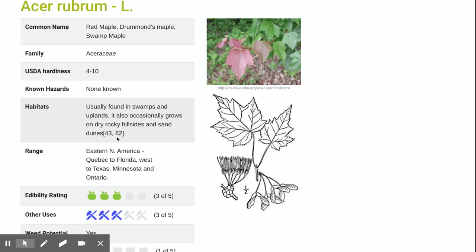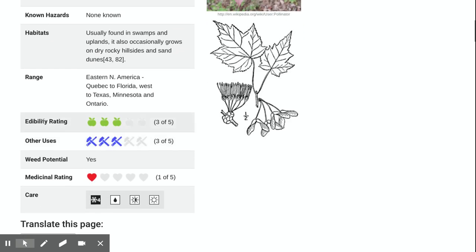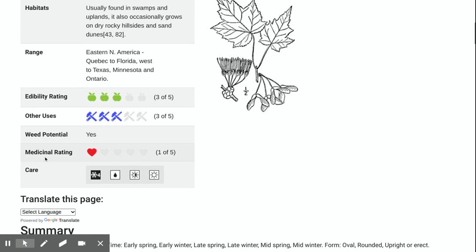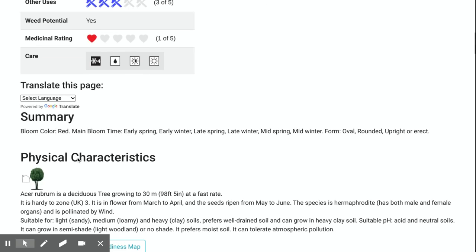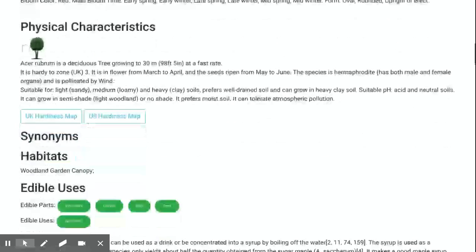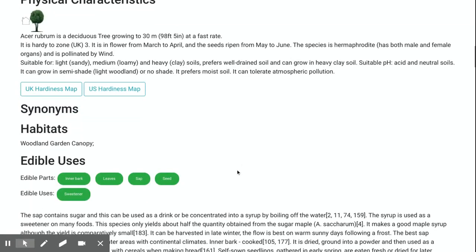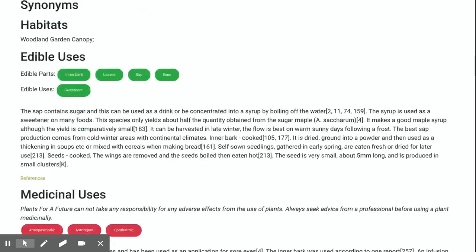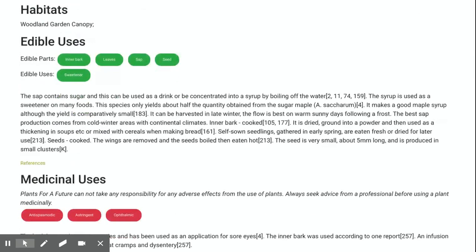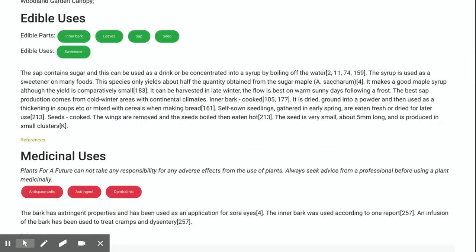But anyway, there's information like that, but then there's also information on things like edibility or other human uses, weed potential, and medicinal rating. So what medicinal properties it has. So there's lots of great information on this website, and most species have some amount of information here. They've done a great job collecting very disparate sources of information and putting them in one place. And so it's really, really a great resource.